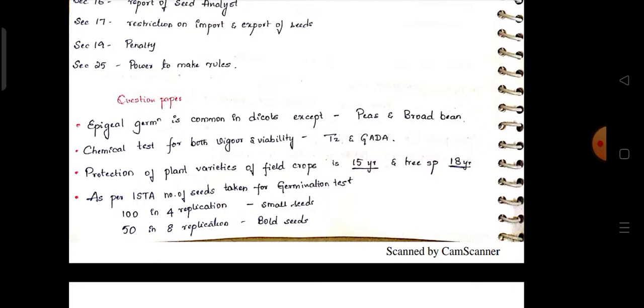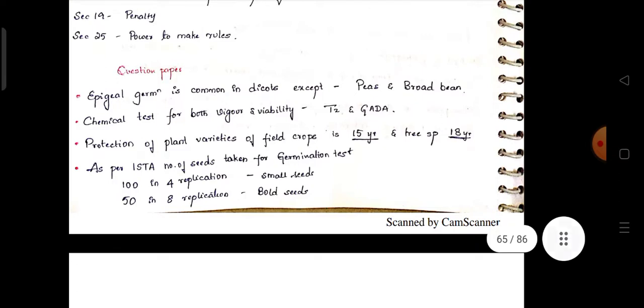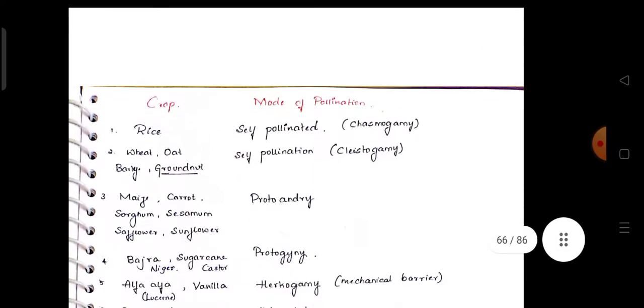Now, apigeal germination is common in dicots except peas and broad bean. Chemical test for both vigor and viability is TZ and GADA. Protection of plant varieties of field crops is 15 years and for trees and shrubs is 18 years. As per ISTA, number of seeds taken for germination test is 100 in 4 replications for small seeds and 50 in 8 replications for bold seeds.